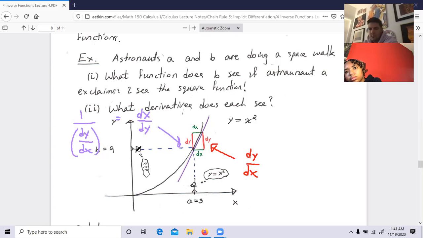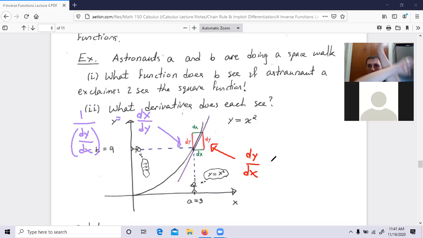You don't have to think of it this way in our class. We can say derivative is the slope of the tangent line, but that's very limiting. Do you agree? Because I can make a coordinate system like this. I can make a coordinate system like this. I can twist it around.